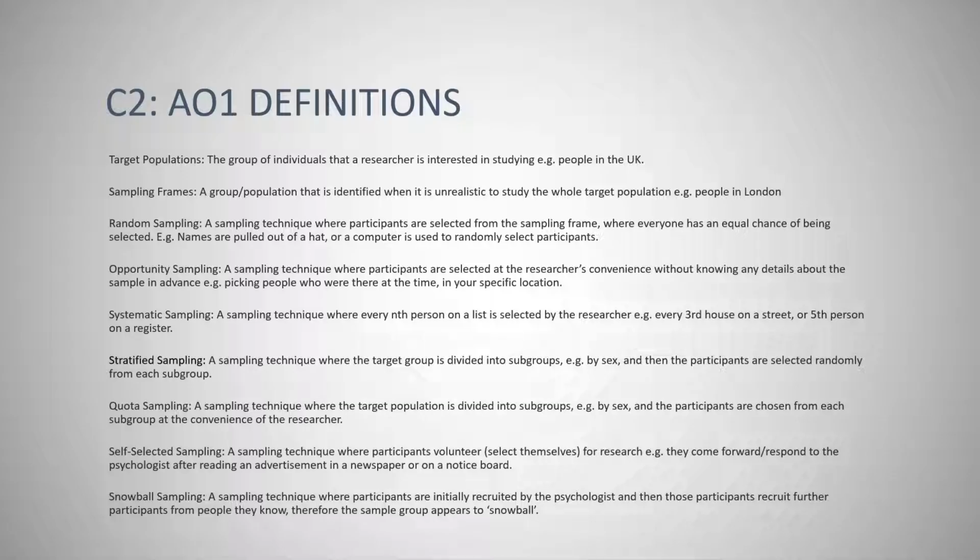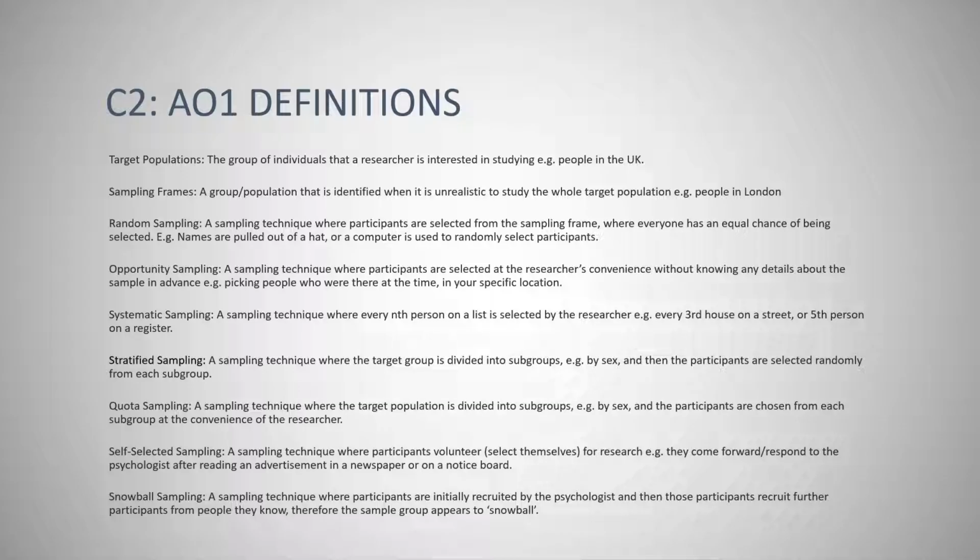Quota sampling is a sampling technique where the target population is divided into subgroups, so for example by sex, and then the participants are chosen from each subgroup at the convenience of the researcher. Self-selected sampling is a sampling technique where participants volunteer, so select themselves, for research. So, for example, they come forward or respond to the psychologist after reading an advertisement in a newspaper or on a notice board.